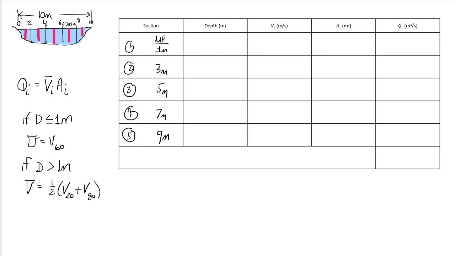So let's work on this first section, the one on the left here. The midpoint is at 1 meter. And so now we're going to go to our spreadsheet to determine both the depth at the midpoint and the average velocity in that section.